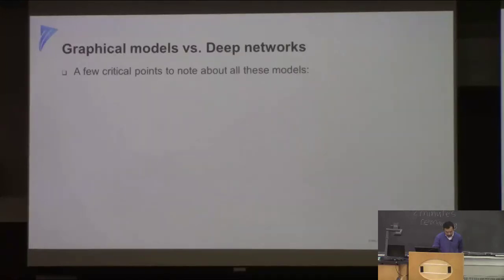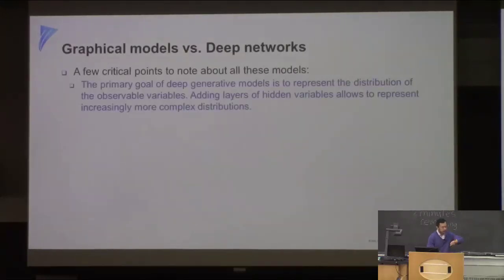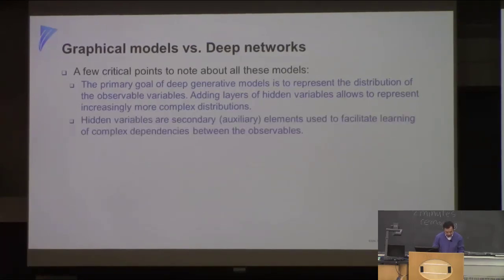So let's go back and wrap the story together. I will give you some more insights before we close today's class. Here are some critical points to note about these models. The primary goal of the deep model is to represent the distribution of the observed variables, and usually adding layers of hidden variables allows you to.